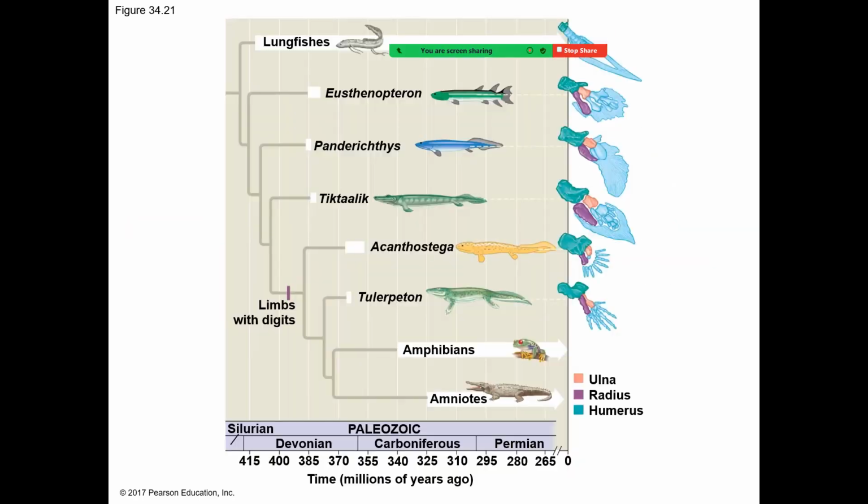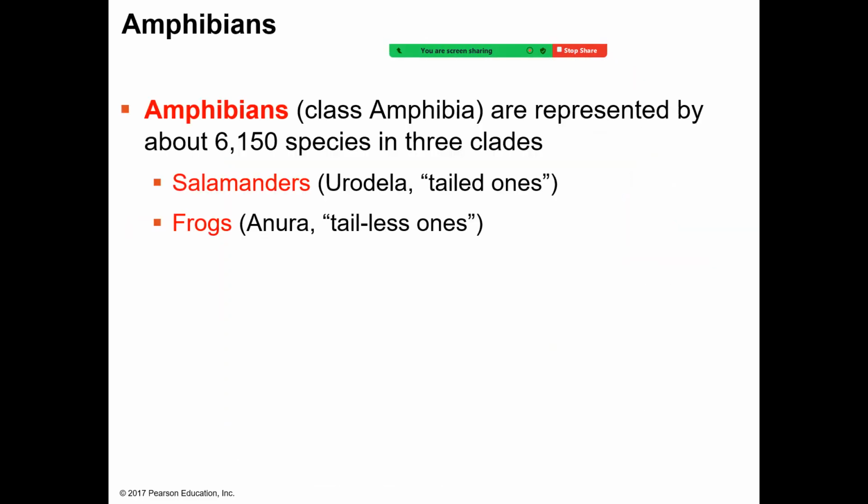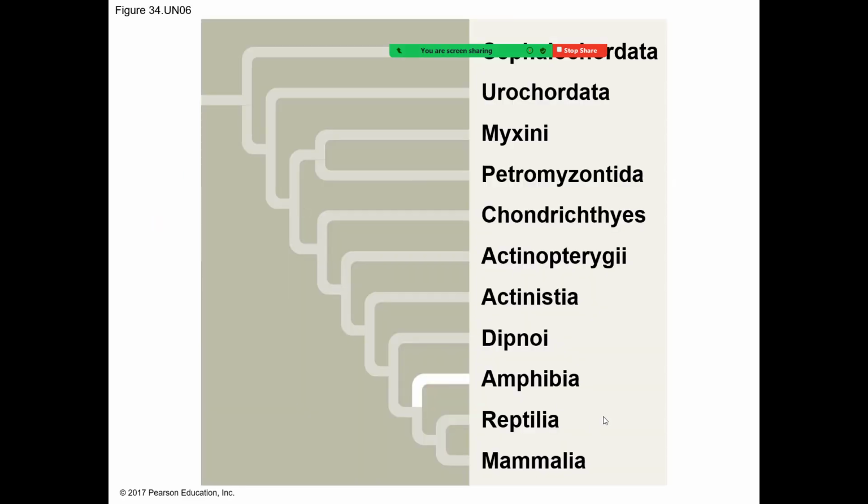So moving on to look at amphibians. Amphibians are in the class Amphibia. Quite a few different species of amphibians. The two that we're going to talk about are salamanders and frogs. So if we look at, again, our tree, our clade, you can see that amphibians is here.